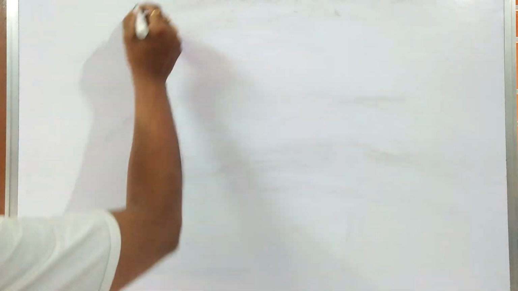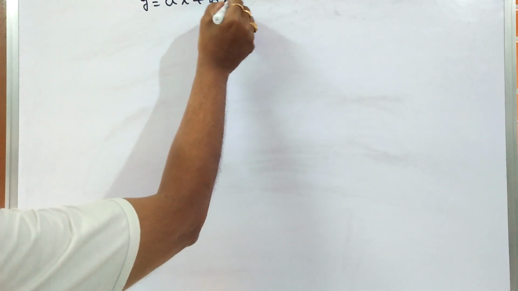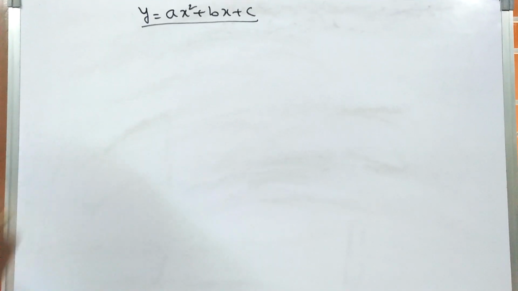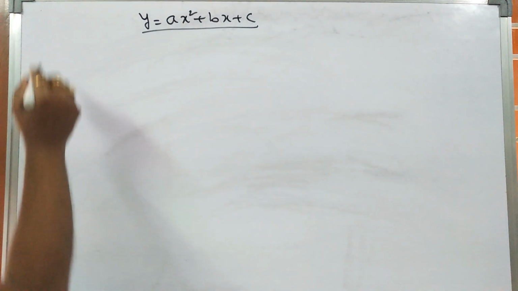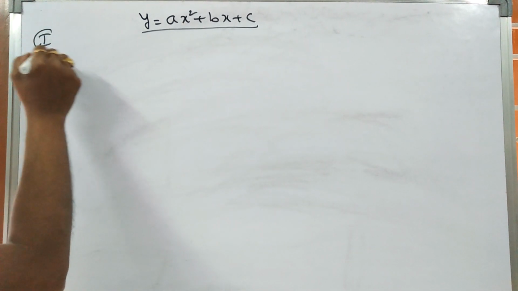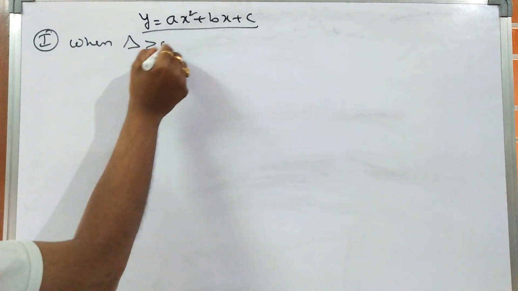Let us see the graphs of y is equal to ax square plus bx plus c. Graph of y is equal to ax square plus bx plus c in different cases. First, I am taking the first case when delta greater than 0.